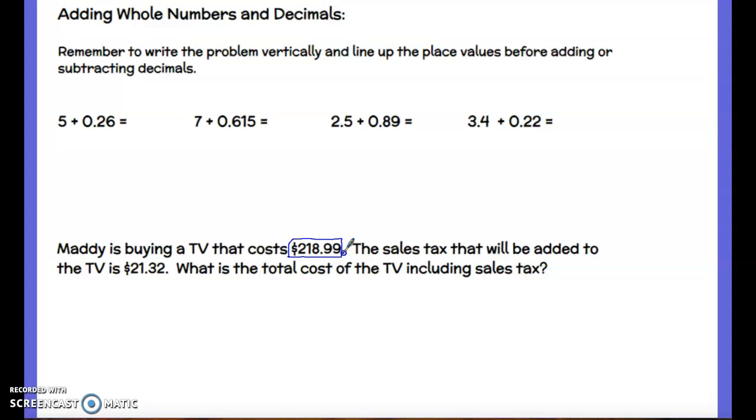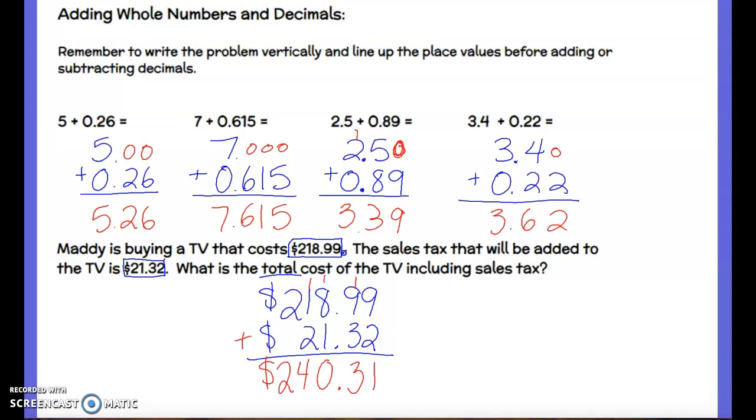The sales tax will be added to the TV is $21.32. What is the total cost of the TV including sales tax? When it's talking about totals, okay, total cost, a lot of times that is an adding problem. So here you'd have to add these amounts up, writing the problem vertically, keeping your place values lined up to get your answer. For these 4 problems, once you go ahead and solve them, press pause on the video, come back to check your answers before we continue with the lesson.